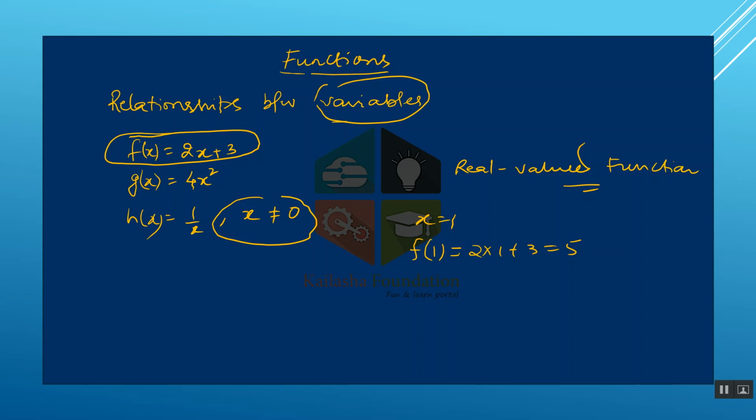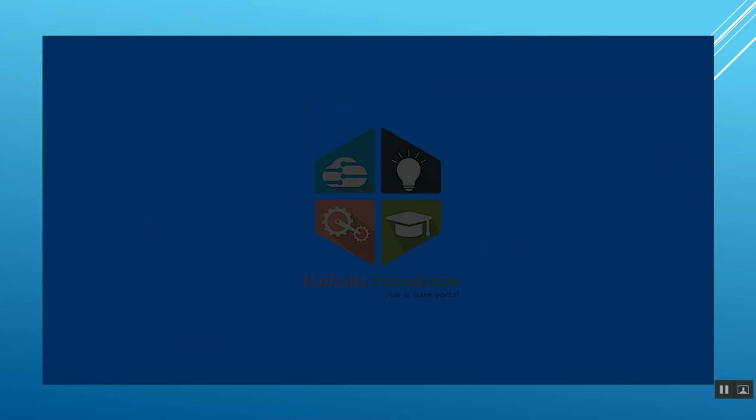For example, y is equal to x square. If y is a function of x, if y depends upon x, then we can write f(x) is equal to x square.